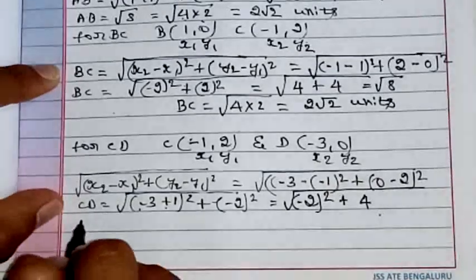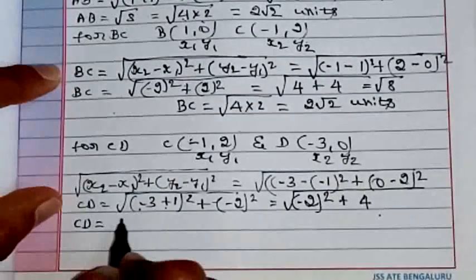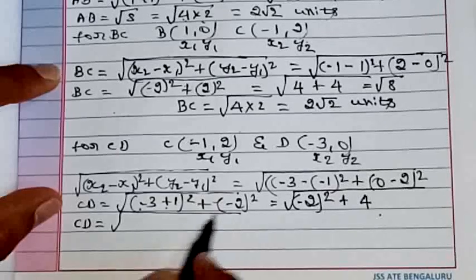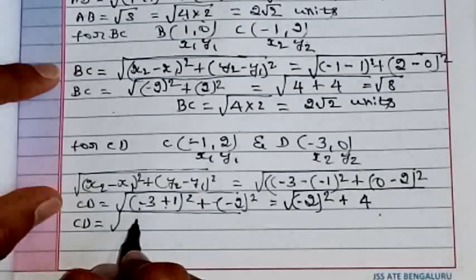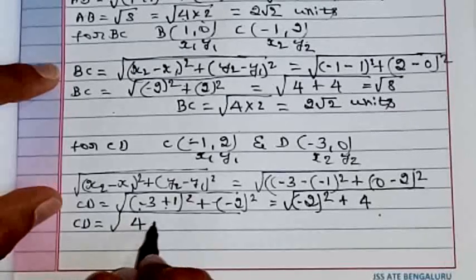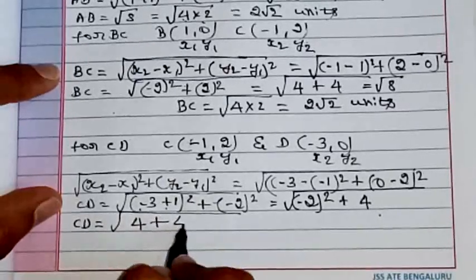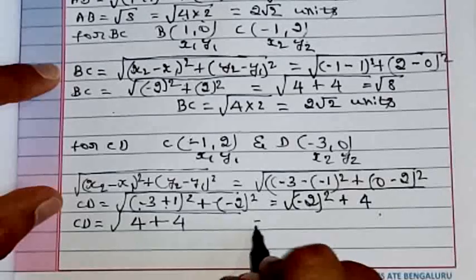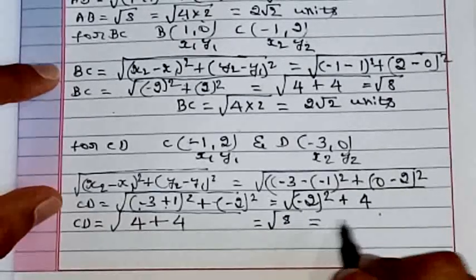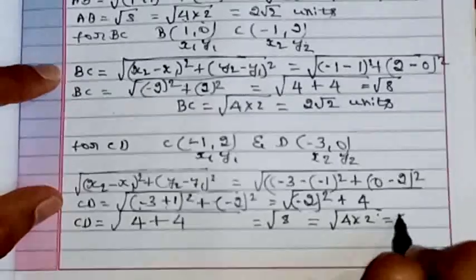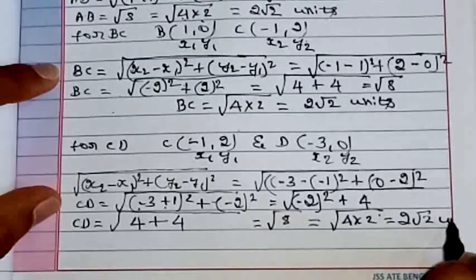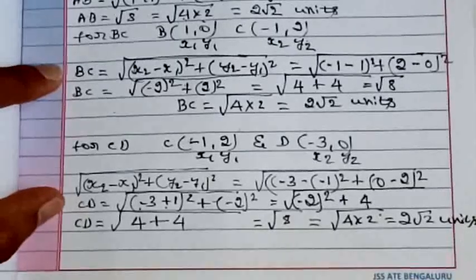Right? So therefore CD is equal to square root of, right, minus 2 square is, any minus square will be plus, so therefore minus 2 square is 4, plus the remaining is 4. That's equal to 4 plus 4 is 8. Again 8 can be written in the form of 4 into 2. So therefore the answer is 2 root 2 units. Right, children?